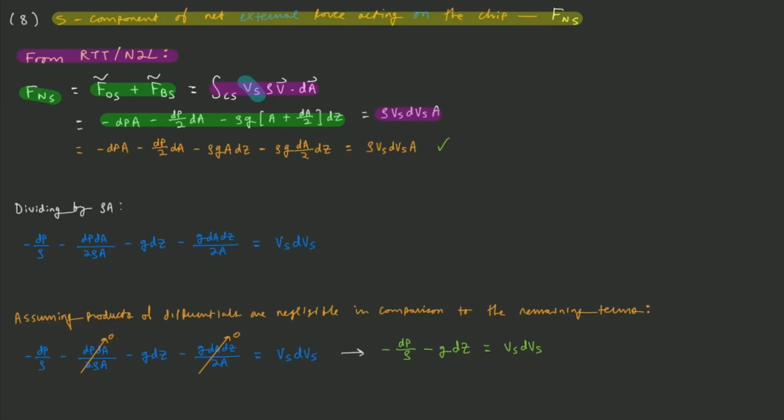So we'll just let those go to 0, essentially, because they're really, really small. And the result of that is the outcome of this simplification is negative dP over rho minus g dz is equal to Vs dVs. What does this equation say, really? It's effectively the mathematical expression of Newton's second law in the s direction for this prismatic chip, or conservation of linear momentum through the prismatic chip in the s direction.